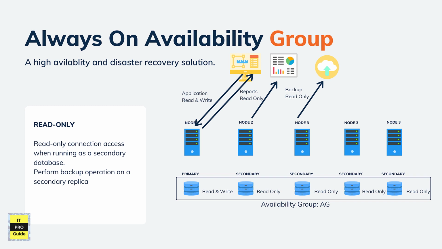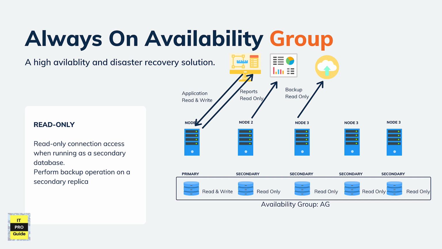And if you look at the nodes, you will see that I have marked it as read and write for the primary, then read only. So we have many nodes with read only. So if the primary fails, as I told you, the secondary becomes the primary and changes the status from read only to read and write.